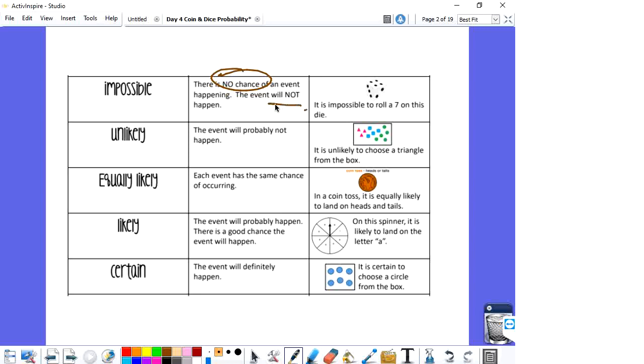The event will not happen. So just like in our die here, there is no number 7 on the die, so it is impossible to roll a 7 on the die.